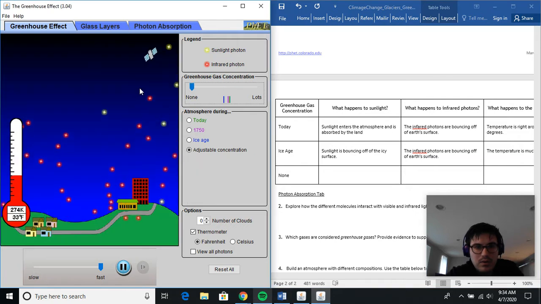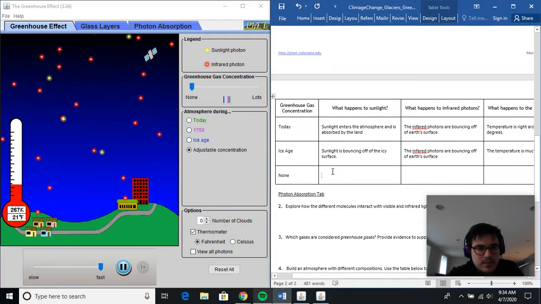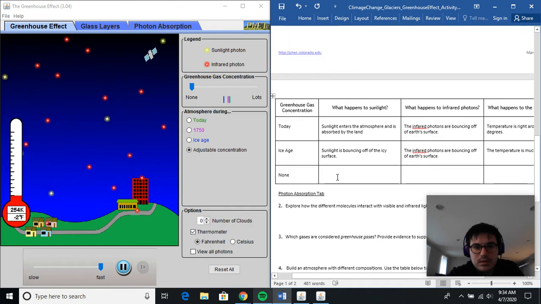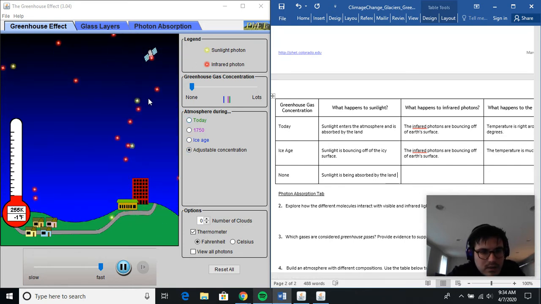Okay, now no greenhouse gases. No greenhouse gases. So sunlight is being absorbed when these yellow ones hit the earth here, they're just being absorbed. Infrared, interesting thing here is the infrared is coming into the atmosphere, bouncing off land, and then just floating off into space.